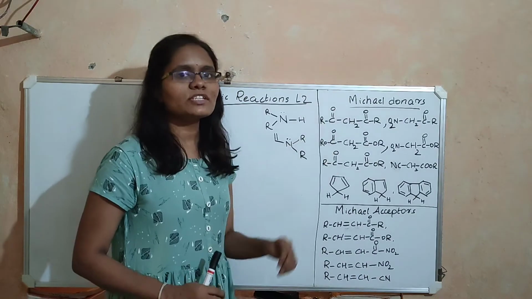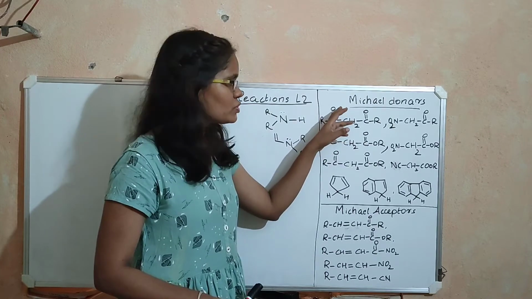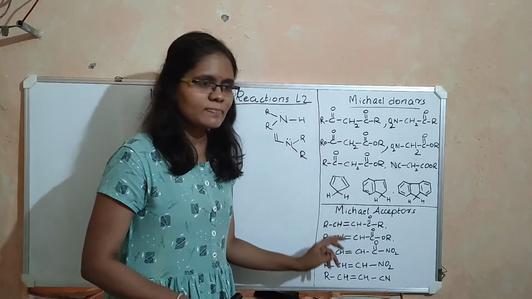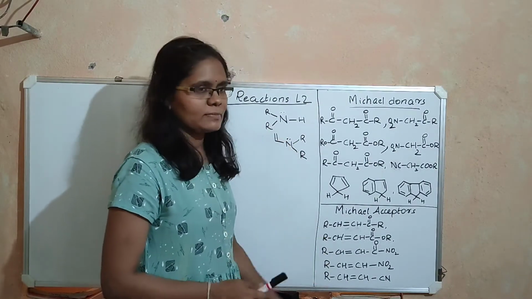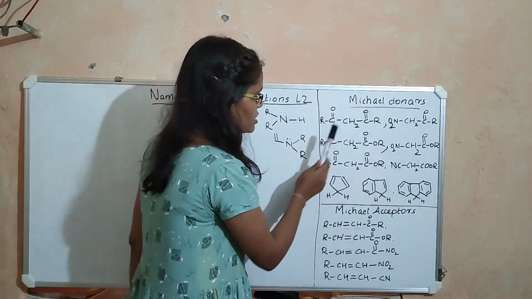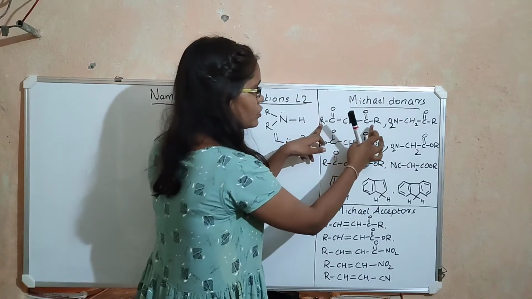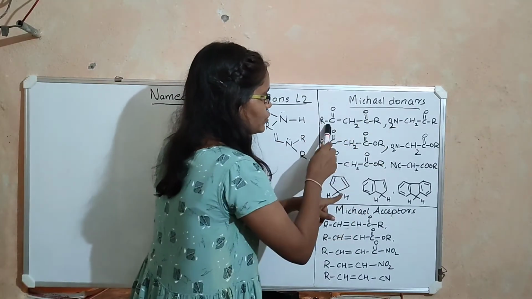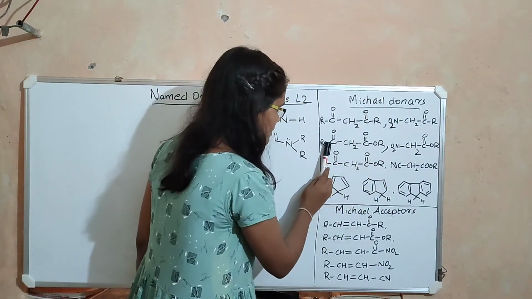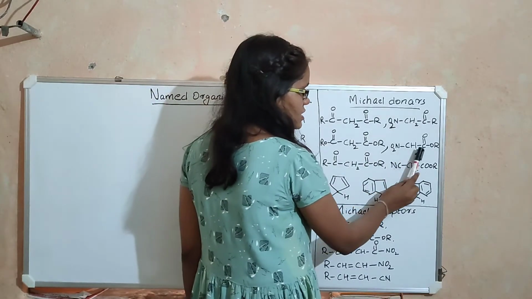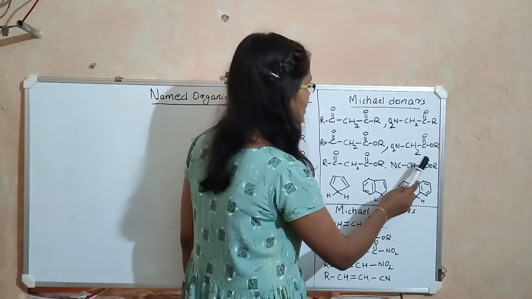So what should be the characteristic of a Michael donor? It should give away H plus easily and form a carbanion so that it can donate those electrons to this Michael acceptor, or it should already have electrons to donate to the Michael acceptor. Now look at these compounds. In every compound you have a CH2 group which is sandwiched between two electron withdrawing groups. Here it is CH2 between two keto groups, CH2 between a keto and a nitro group, CH2 between two ester groups. Here it is CH2 between ester and nitro, here ester and keto. Here it is between ester and cyano.